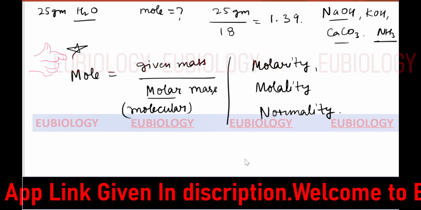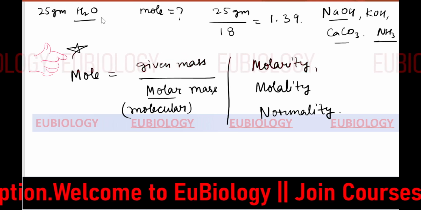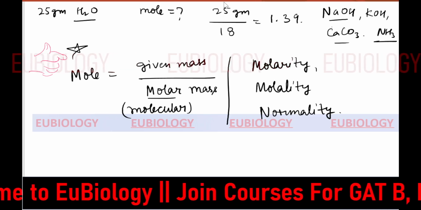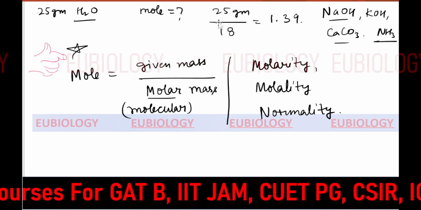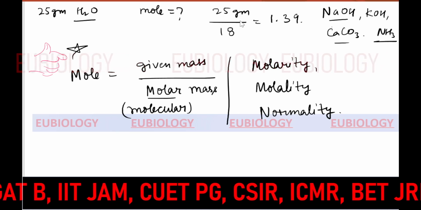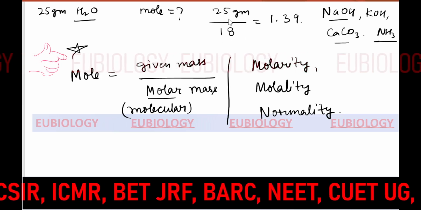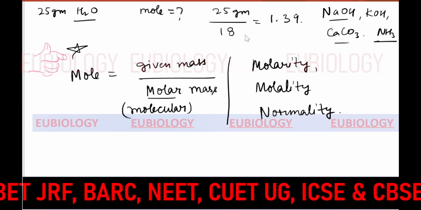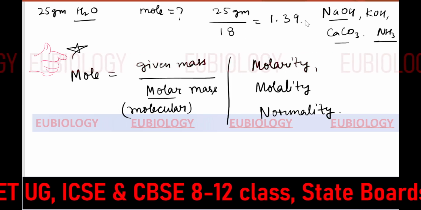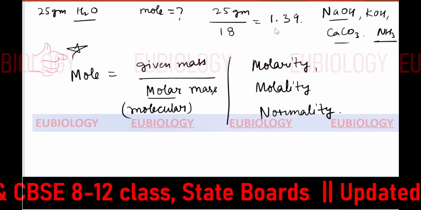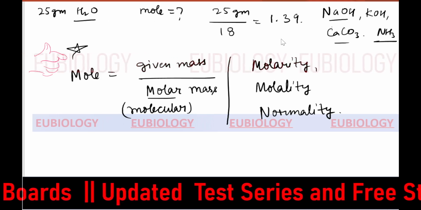Now see how we can calculate the mole of 25 gram of water. What you have to do is divide the given mass by the molecular mass. 1 mole of water contains 18 gram of molecules. So 25 by 18 means 1.39 is the mole of 25 gram of water.